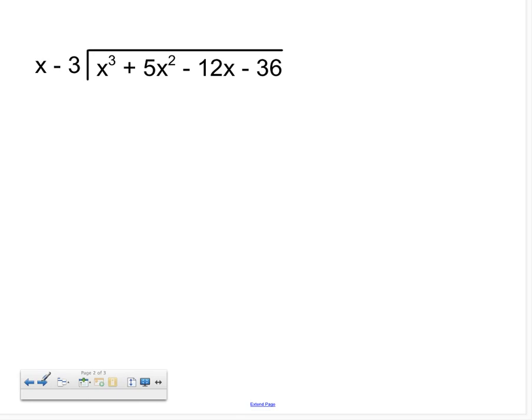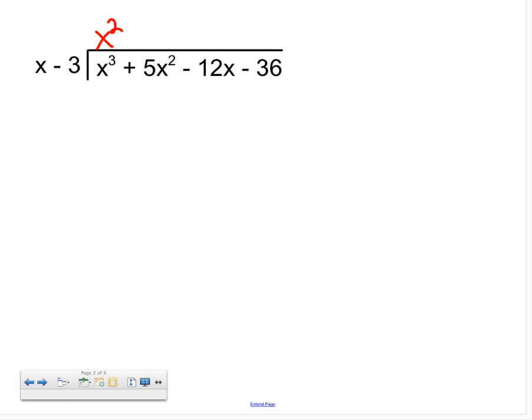So I'm going to ask myself, when I long divide, how do I make the outside leading term the same as the inside leading term? So in this case, how do I make this x equal to this x cubed? What do I need to multiply that x by to make it equal to x cubed? And it turns out I need to multiply it by an x squared, because x squared times x is indeed x cubed. It gets me to that term without going over. So I'm going to put an x squared on top.